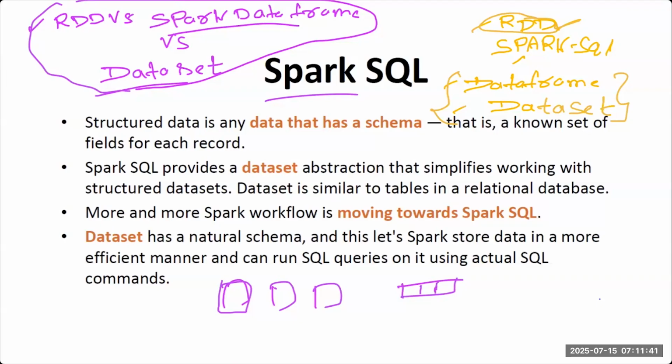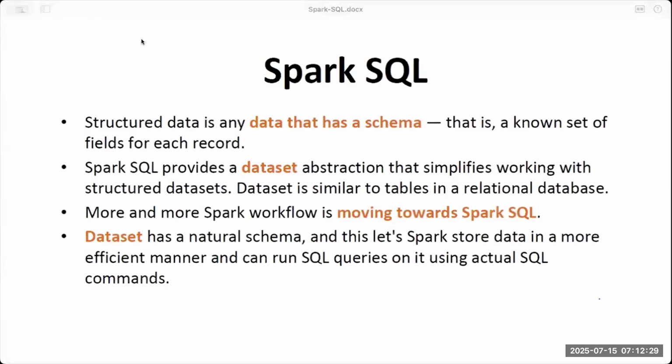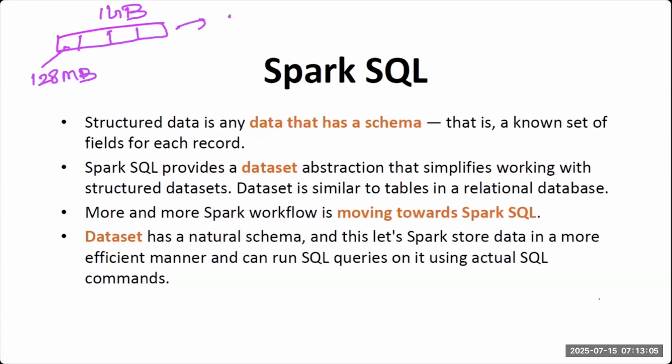Now tell me one thing. Let's suppose you have this file of 1 GB. It will be divided into partitions, right? And each partition is of size 128 MB. Now why 128 MB? Because the default size of your block is 128 MB. So how many partitions will it create? It will create 4 partitions.